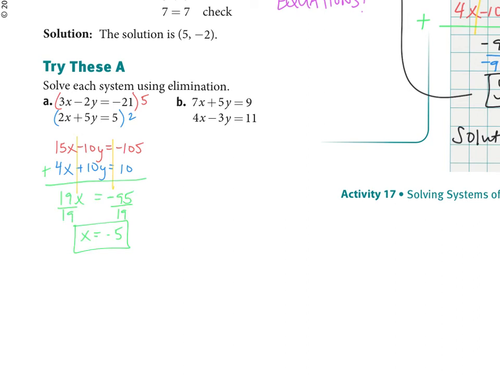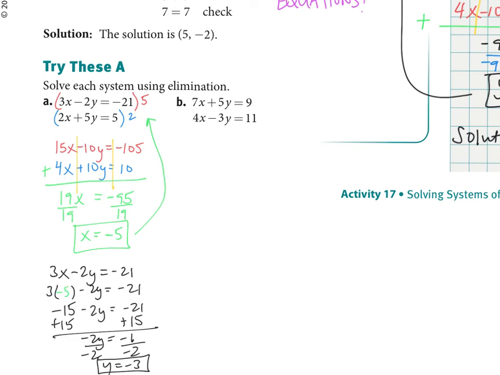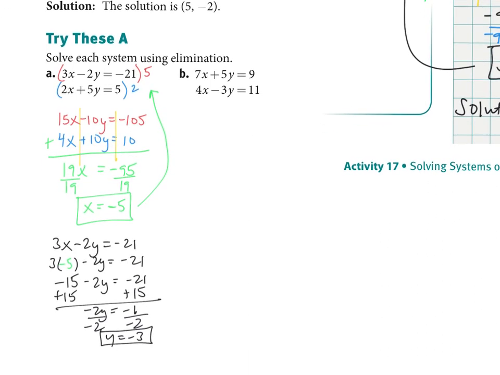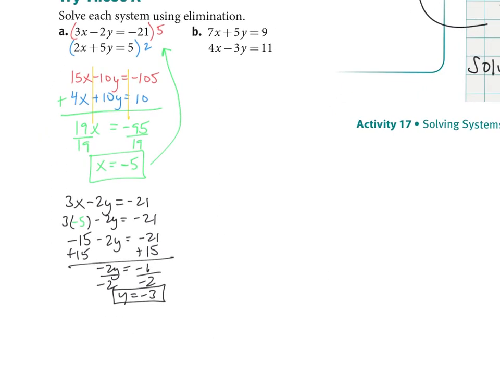All right, did you end up getting x is negative 5? Sure hope you did. All right, let's go ahead. We're going to plug this x is negative 5 back into one of these equations and solve for y. Go ahead and do that, and let's see what you get. All right, I was able to squeeze that in there. I was able to get y as negative 3. So let's go ahead and write that at the bottom as our solution.